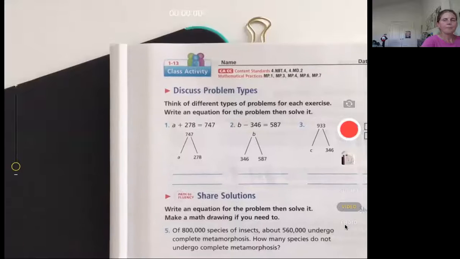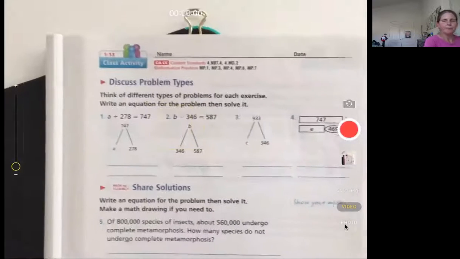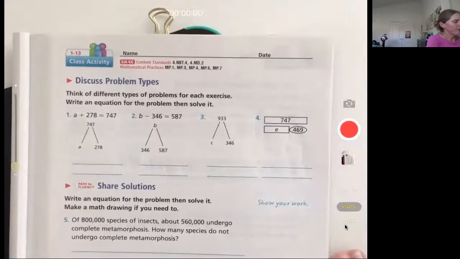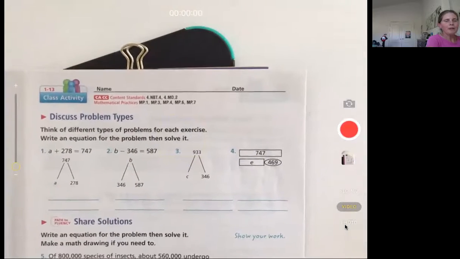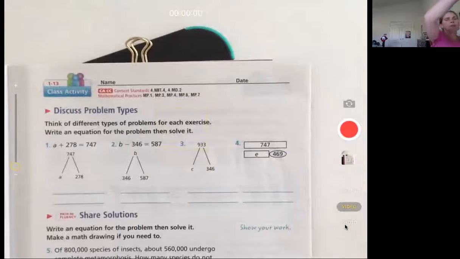I'm going to share my screen, and I have my math book ready to go. Here we go. So a couple of things. If we're looking up at the top, let me zoom in just a bit.